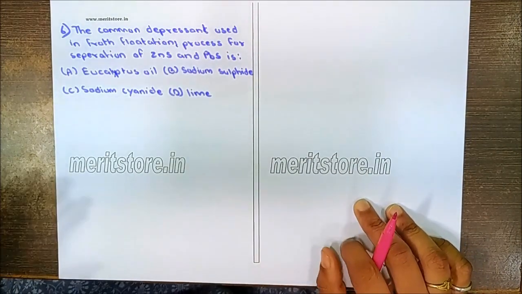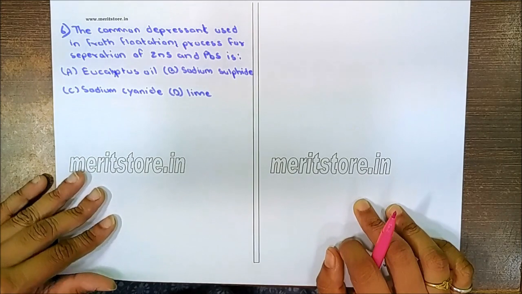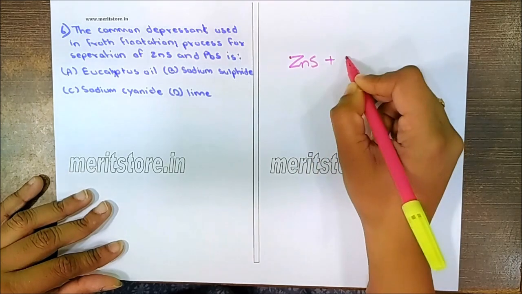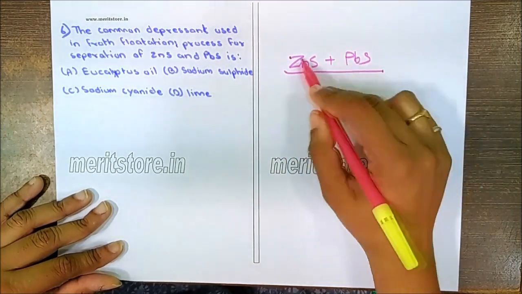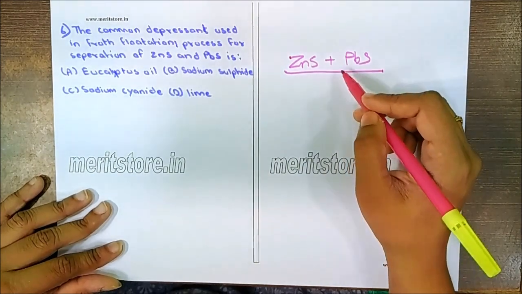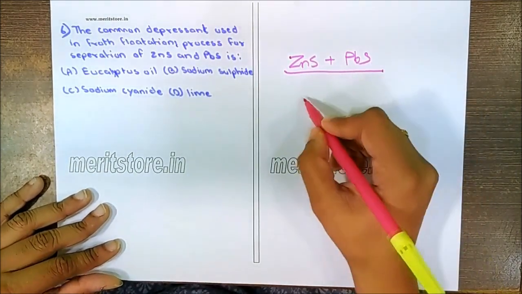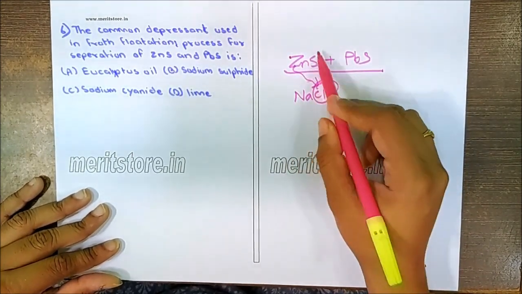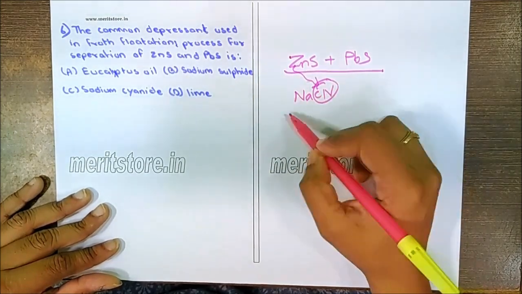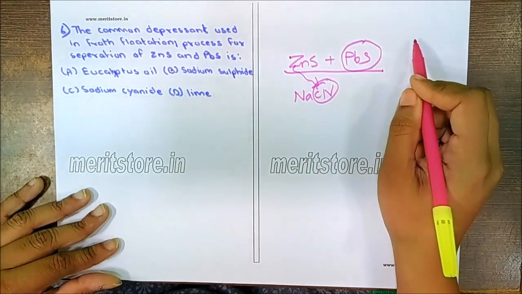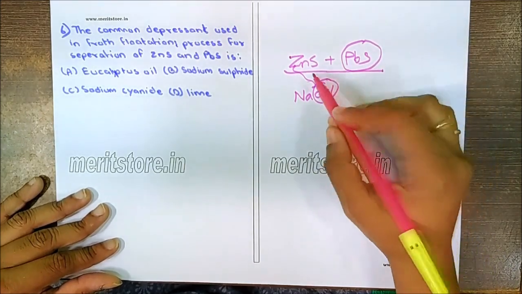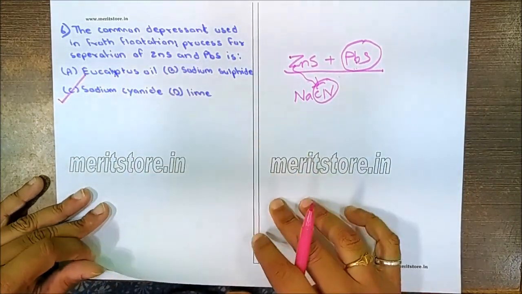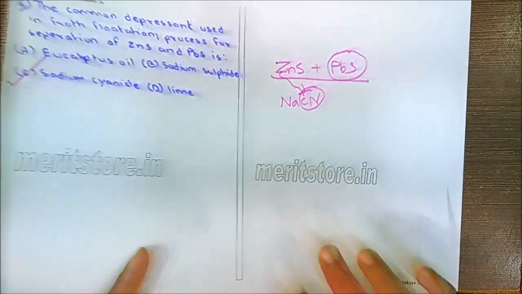The common depressant which is used in the froth flotation process for the separation of zinc sulfide and PbS. When we carry out froth flotation for the zinc sulfide and PbS mixture as it is, both form the froth and come into the froth layer. But if we add a depressant, for example sodium cyanide, the zinc has affinity for the cyanide ions, and that's why zinc sulfide will stay in the aqueous solution while only PbS will go into froth. So we can carry out the purification of these ores as well as the separation of PbS from the zinc sulfide. Hence the depressant used in this process is option C, sodium cyanide.